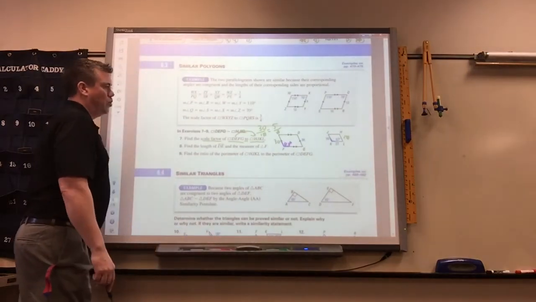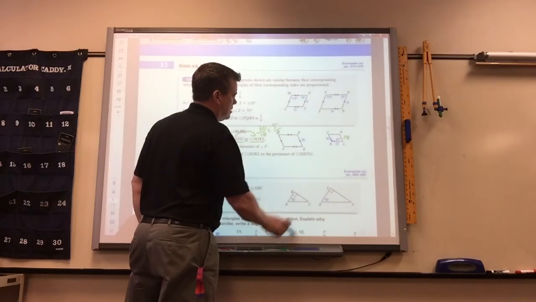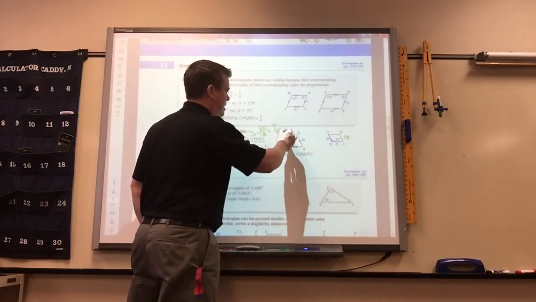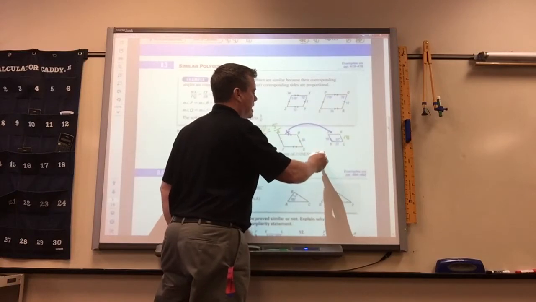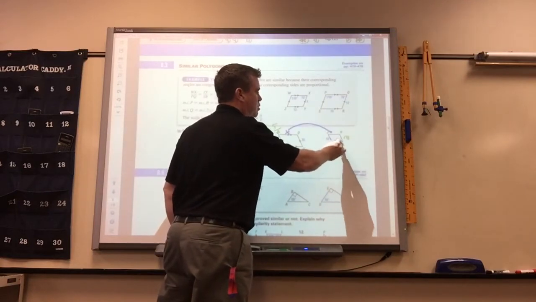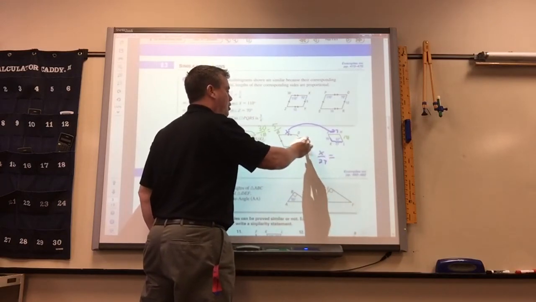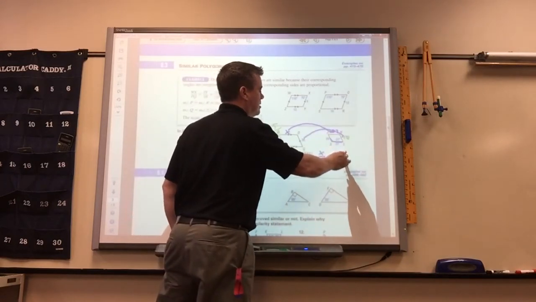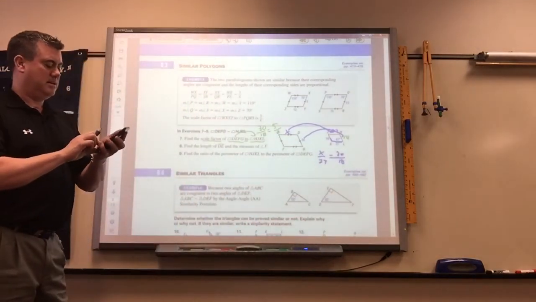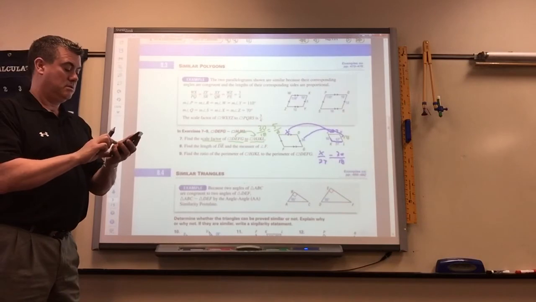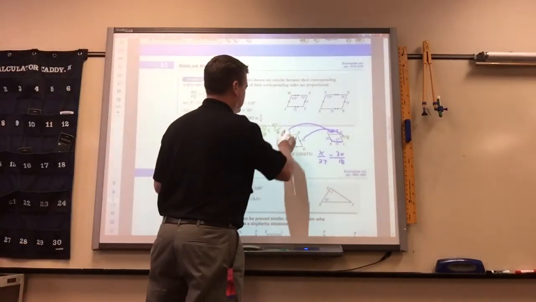Then we had to find the length of DE. DE is this length right here. So you do a proportion. X corresponds to that, which if this is 27, so is that. So that would equal 30 to 18. So you just cross multiply and divide, and you get 45.